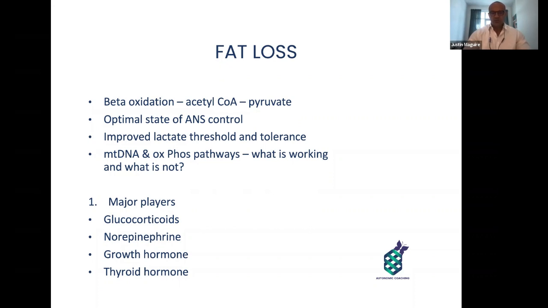So in order to improve how we're able to activate specific fatty acids for energy, we really also need to consider how we're able to improve our lactate threshold.